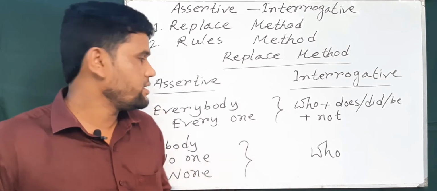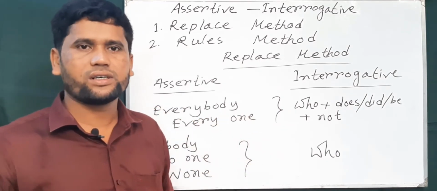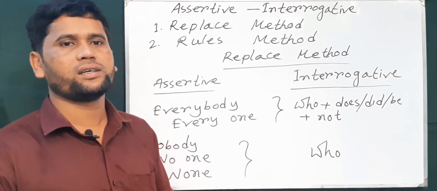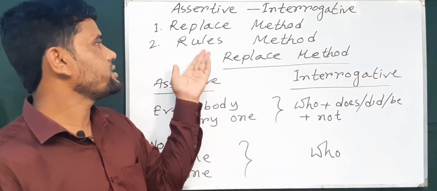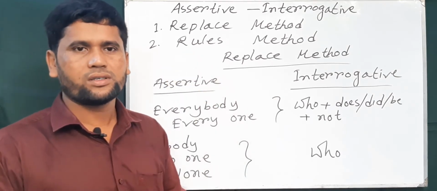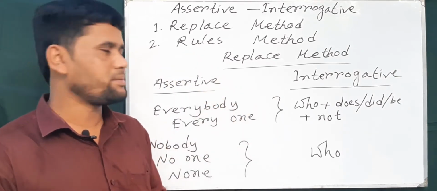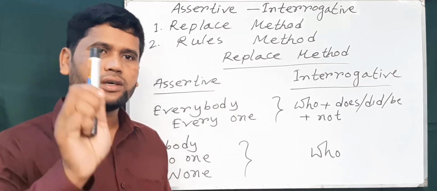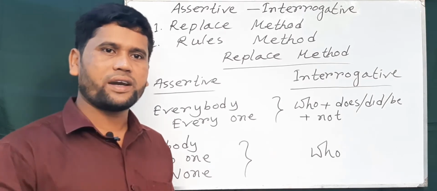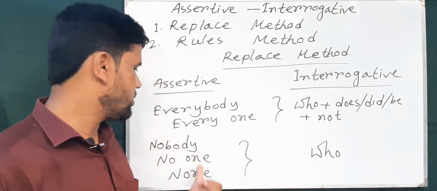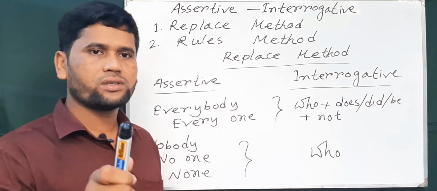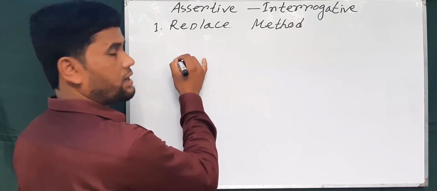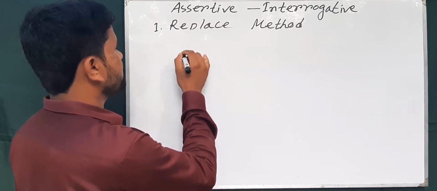If you don't find these types of words, everybody, everyone, or nobody, no one, none, you can use another system, or rules method. So first I would like to give you some examples according to replace method. So first you must remember that if you find everybody, everyone, or nobody, no one, none, then you must use replace method. Okay. I would like to give you some examples.